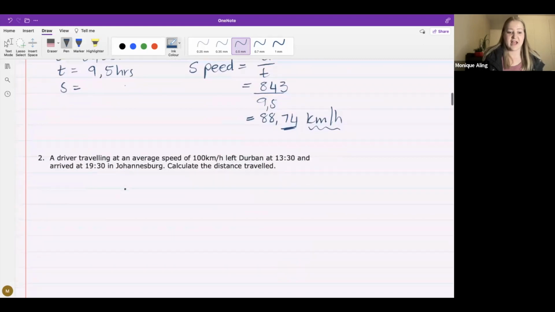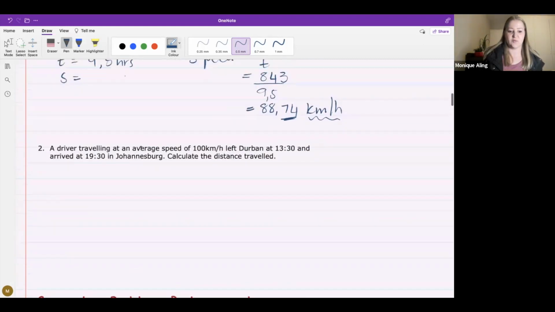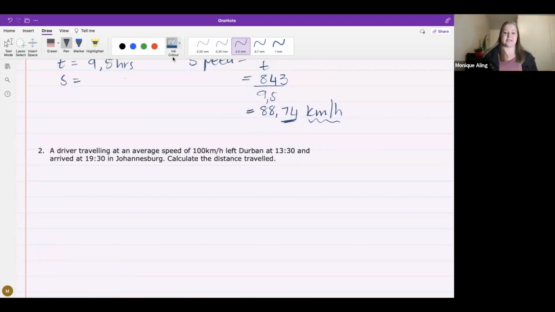Okay, let's have a look at question 2. Last little recap on speed, distance, and time. A driver traveling at an average speed of 100 kilometers per hour left Durban at 1:30 and arrived at 7:30 in Johannesburg. Calculate the distance traveled.